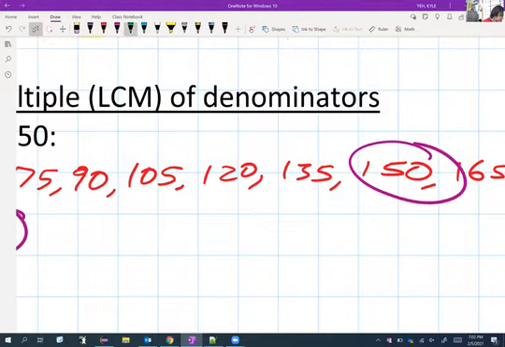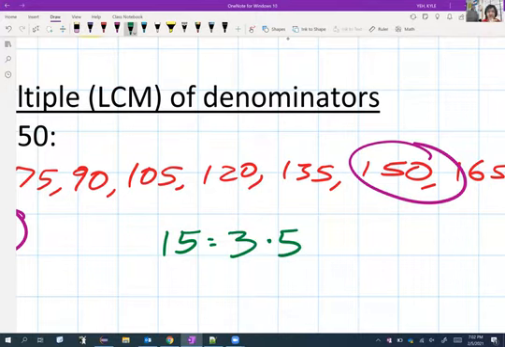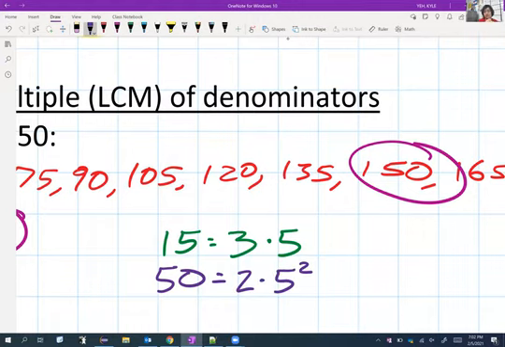So I'm going to do this in, let's go green. 15, if we break it down into its prime factors, is 3 times 5, right? We could make a tree if we need to. 15 is 3 times 5. 50, I'll change colors to dark purple. Well, I know that's 5 times 10, and 10 is 2 times 5. So this is 2 times 5 squared. 50 is 2 times 25, 5 squared.